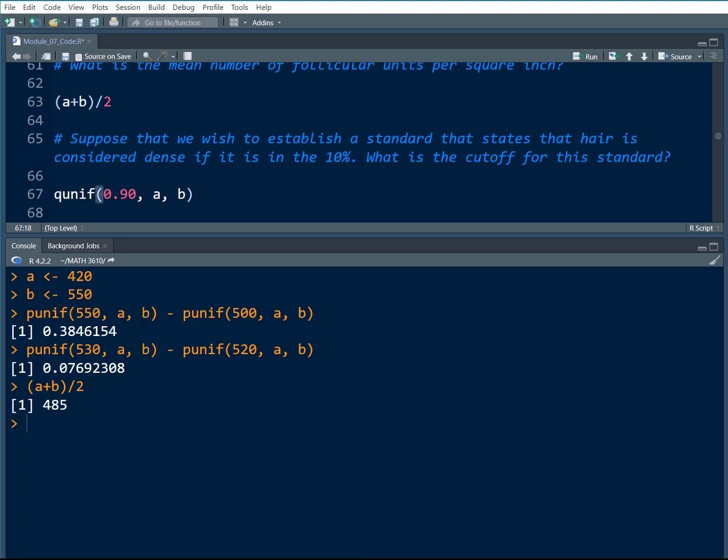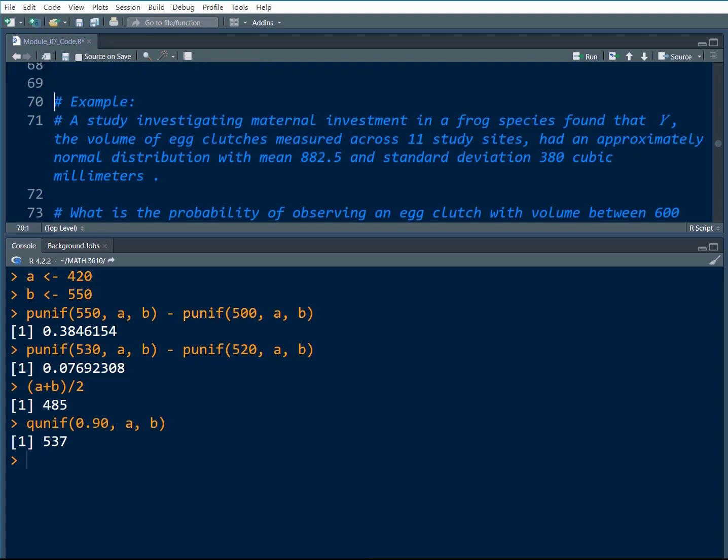Suppose that hair in the top 10% is considered dense. What is the cutoff for this standard? We need to find the 90th percentile here. We find it to be 537.